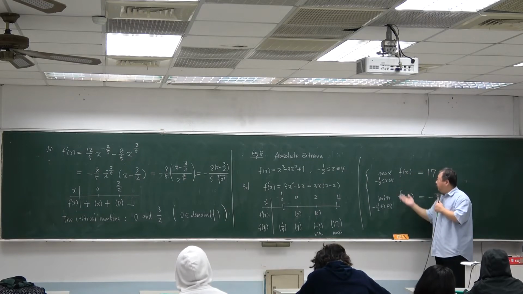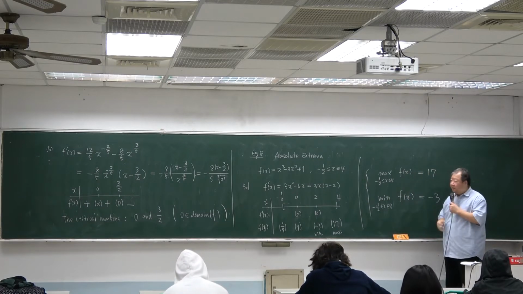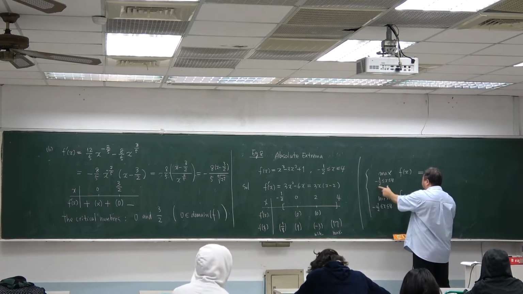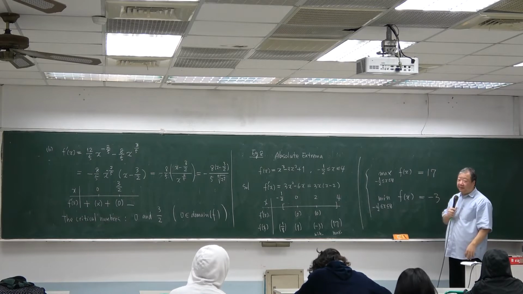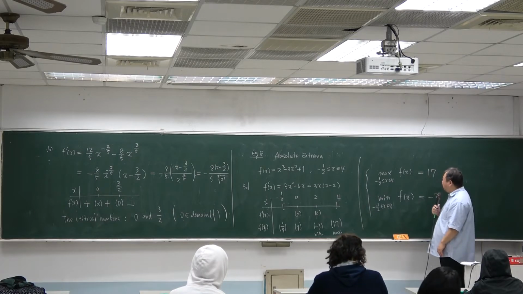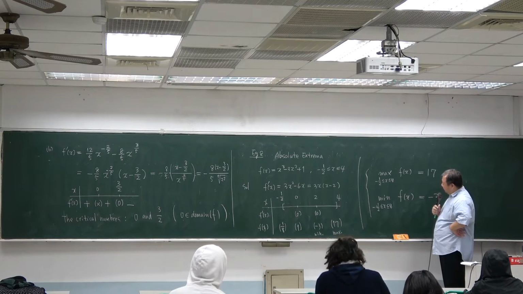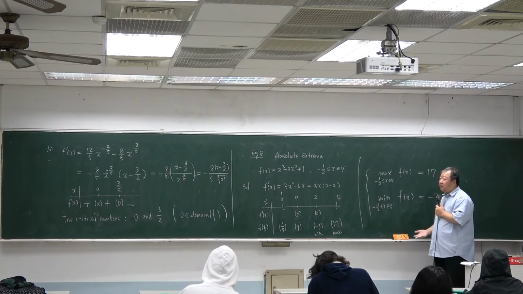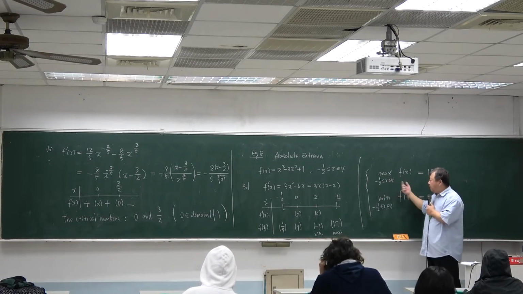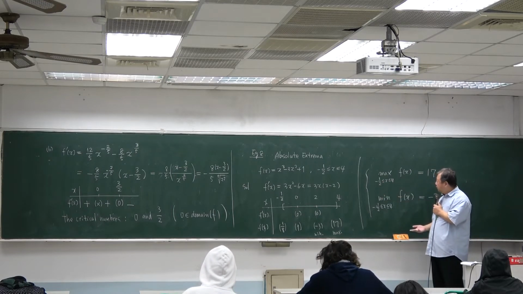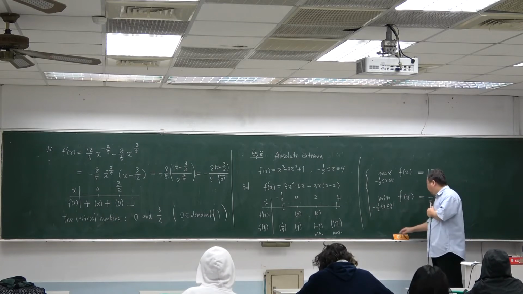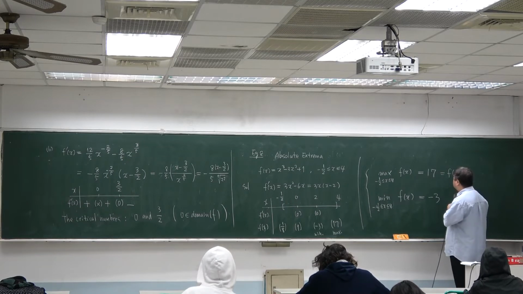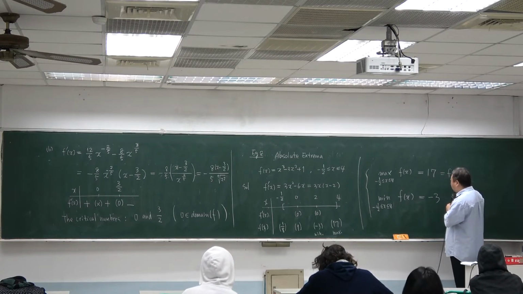Sometimes we use this notation to indicate the maximum of this function on this set. In mathematical programming, we call this function the objective function, and the set is the set of all admissible solutions. And the 17 equals f at 4. So this one is the optimal solution.